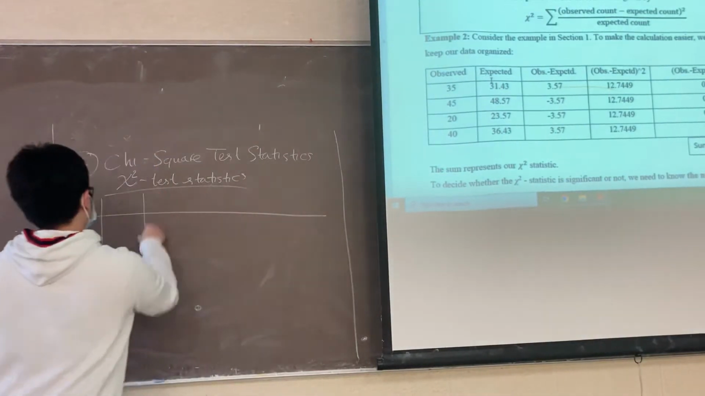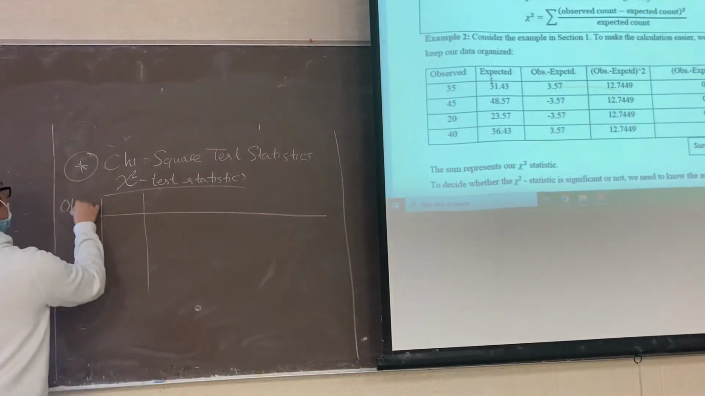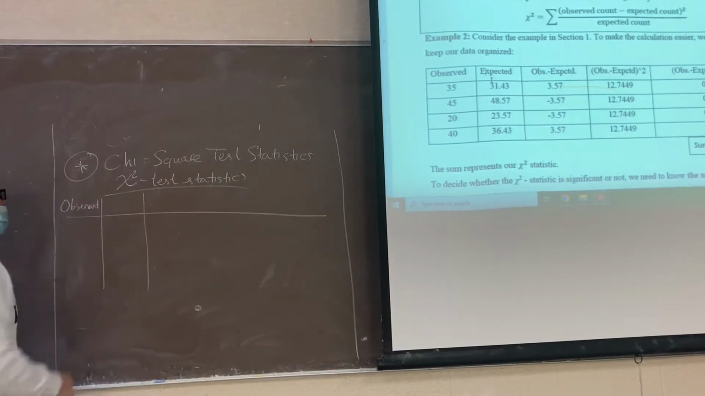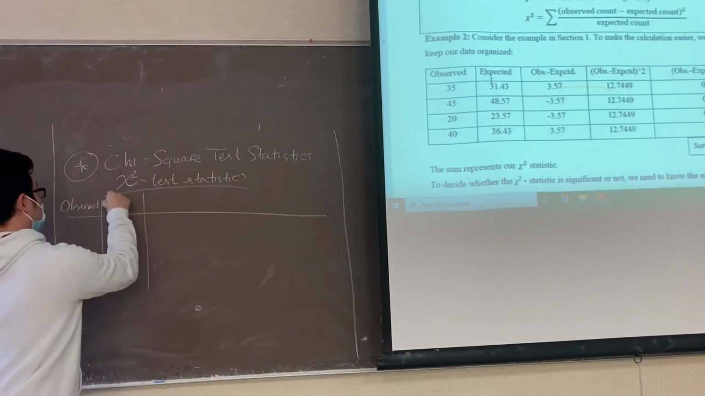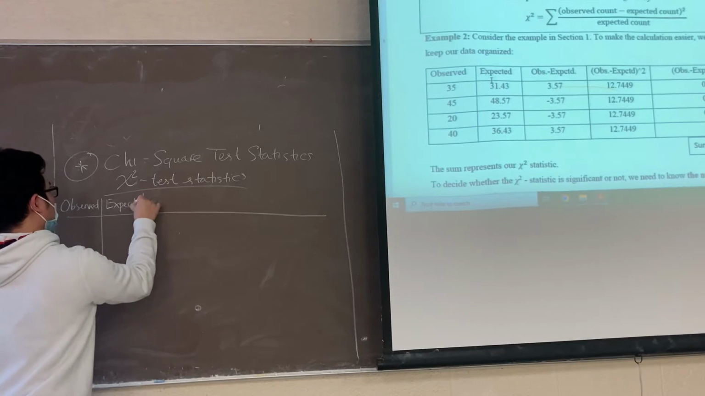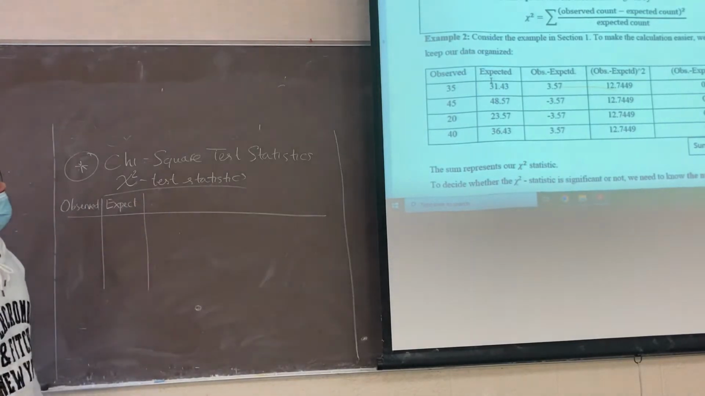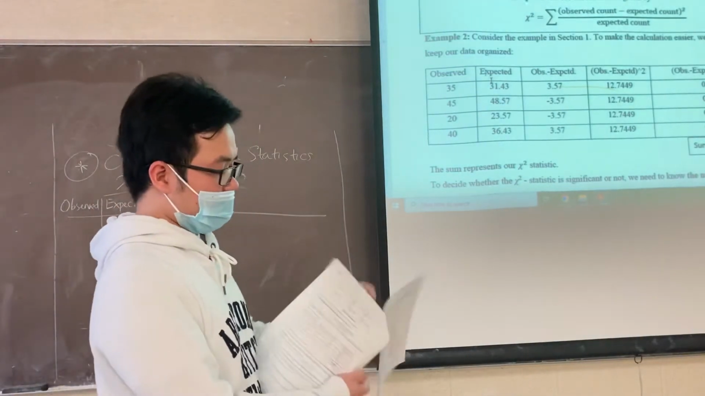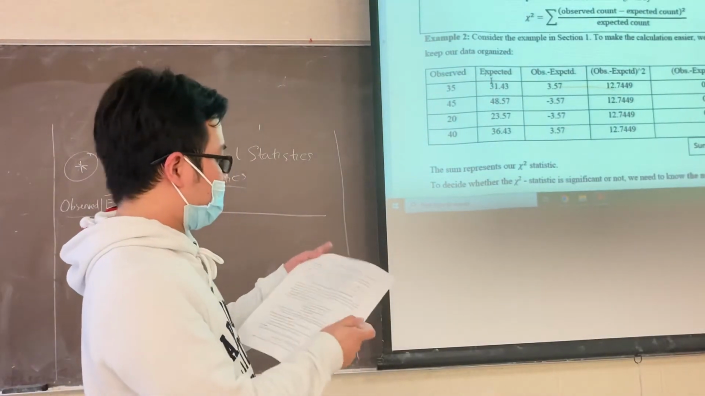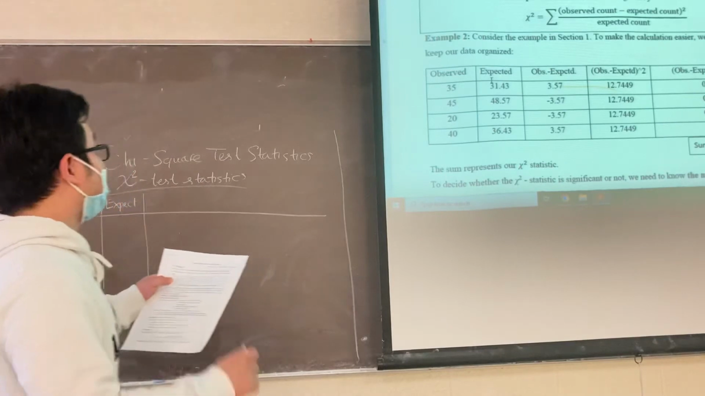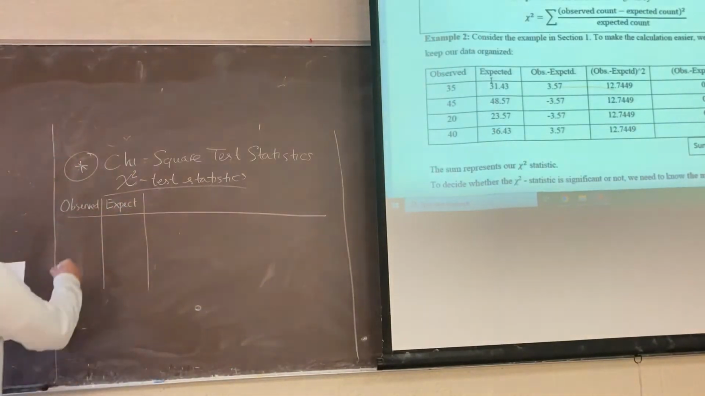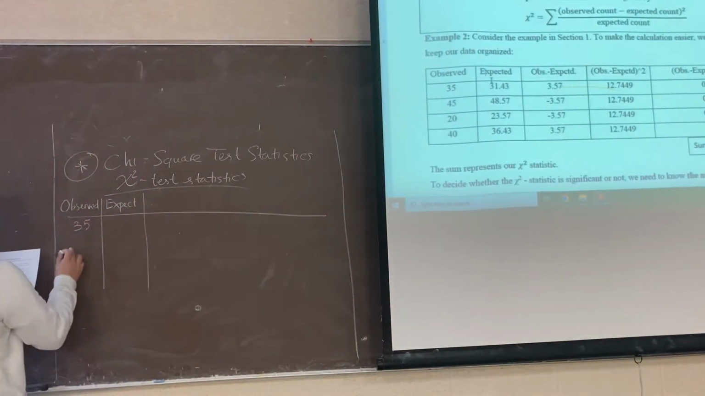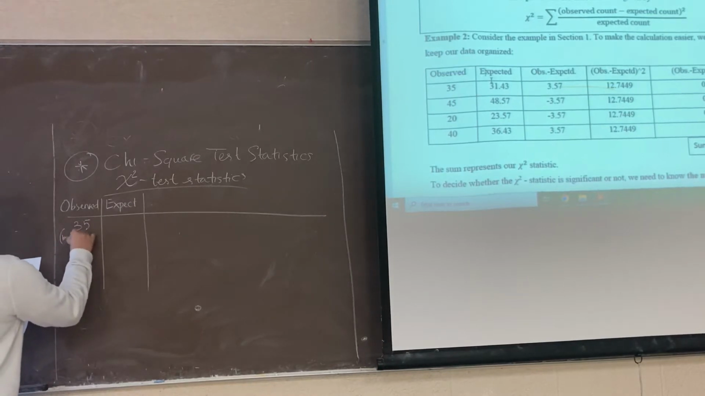So I will list the observed count here, and we will list the expected count here. For the observed count, you can look at table 1. For example, male and admit is 35, right? Male and admit is 35.